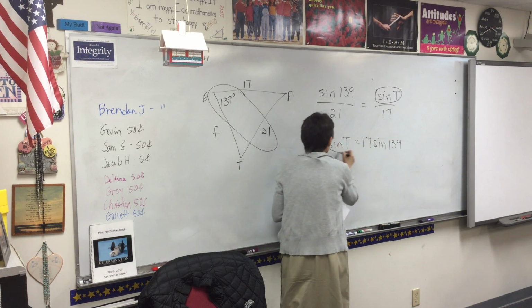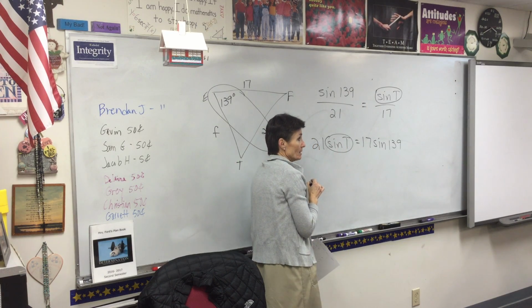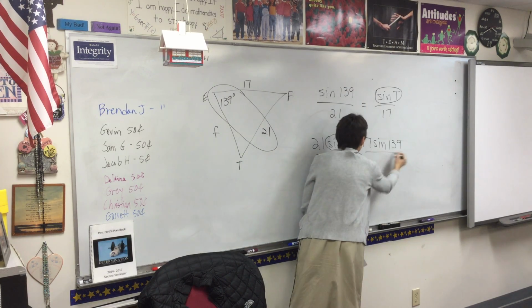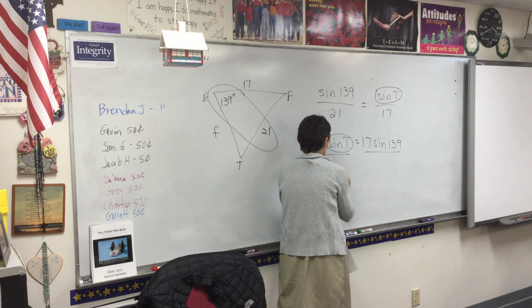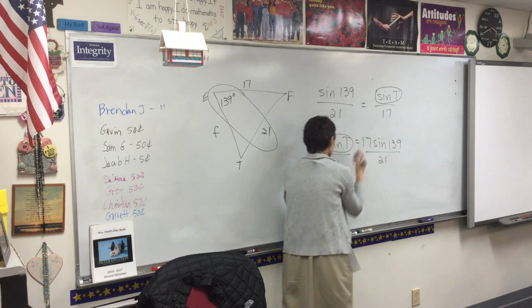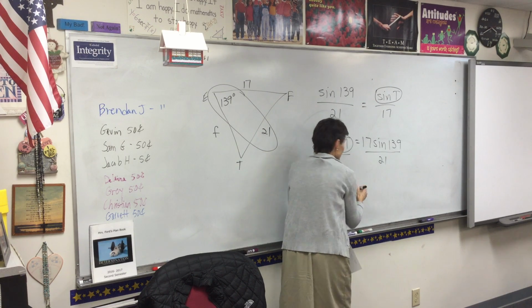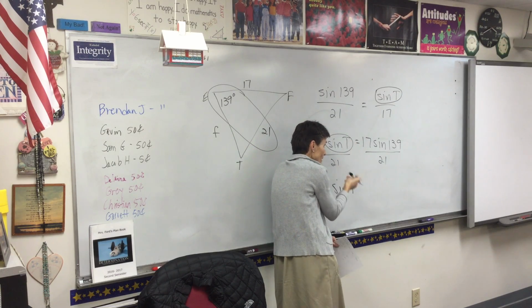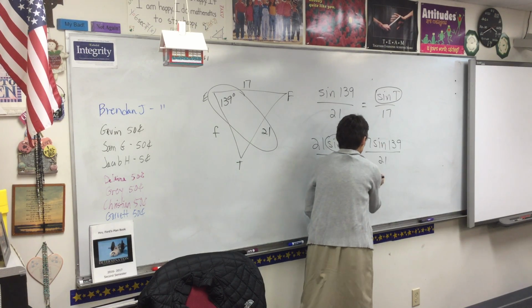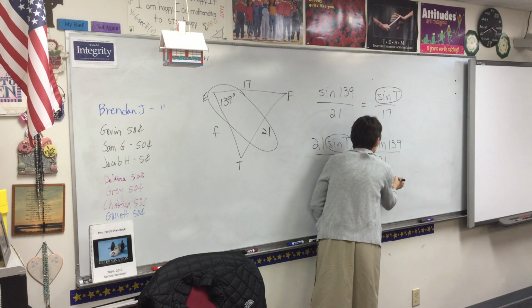And then these are not break apartable. So the only thing you can divide by is 21, right? And then that's going to leave you with sine t. You can't split that. That is a unit. Sine t equal to this. Are you still with me?